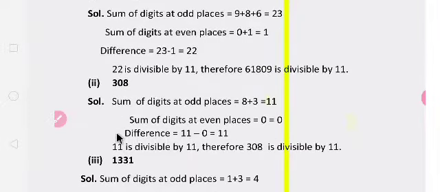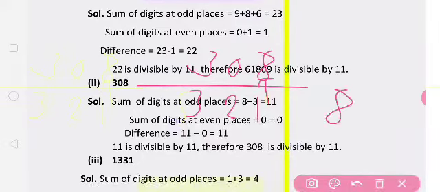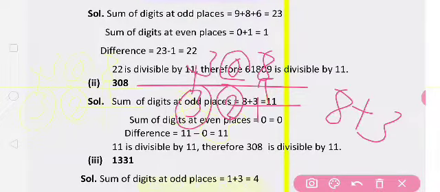Again we will see the sum of digits at odd places. For 308, the digits at odd places, means positions 1, 2, 3. These are the places of the given number. Odd places means 8 at 1 and 3 at 3. So 8 plus 3 is equal to 11. And here there is only one digit at even place, which is 0. So the sum of digits at even places is 0.